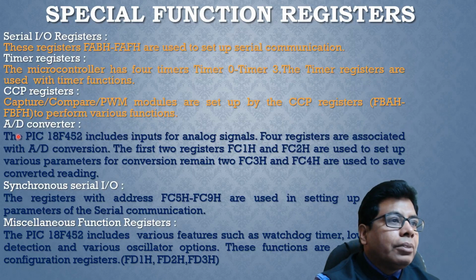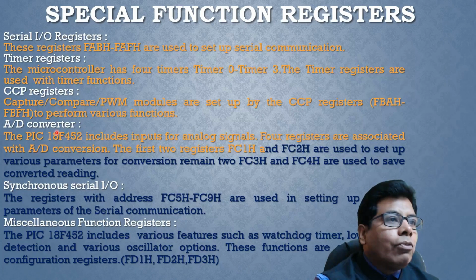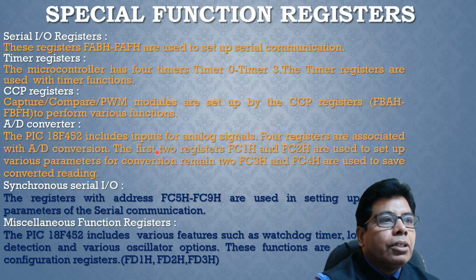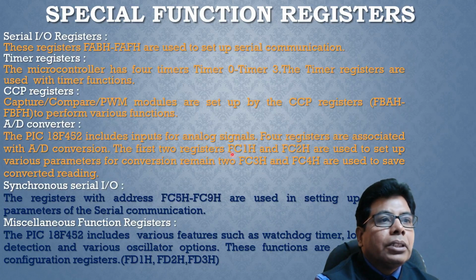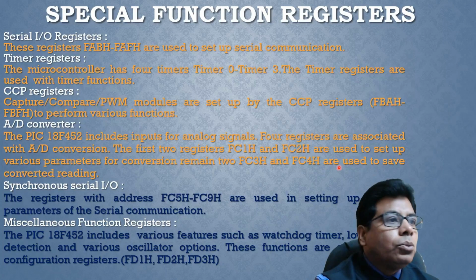Then A to D converter. The PIC 18F452 includes the inputs for analog signals. Includes 4 inputs, actually this should be 4. 4 registers are associated with A to D conversion. The first 2 registers FC1 and FC2 are used to set up the various parameters for conversion, and remaining 2, FC3 and FC4, are used to save the converted reading. So the 4 registers are associated with the A to D conversion.